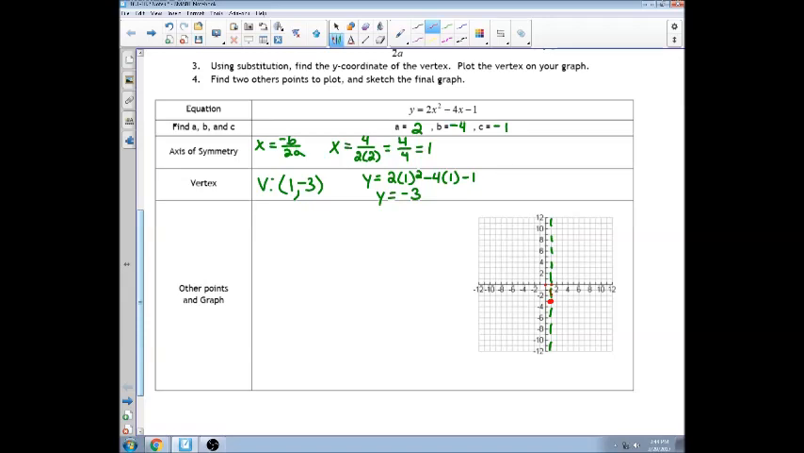Other points on our graph. What we're going to do to figure out the other points on our graph is we're going to make ourselves a table. So we have an xy table.